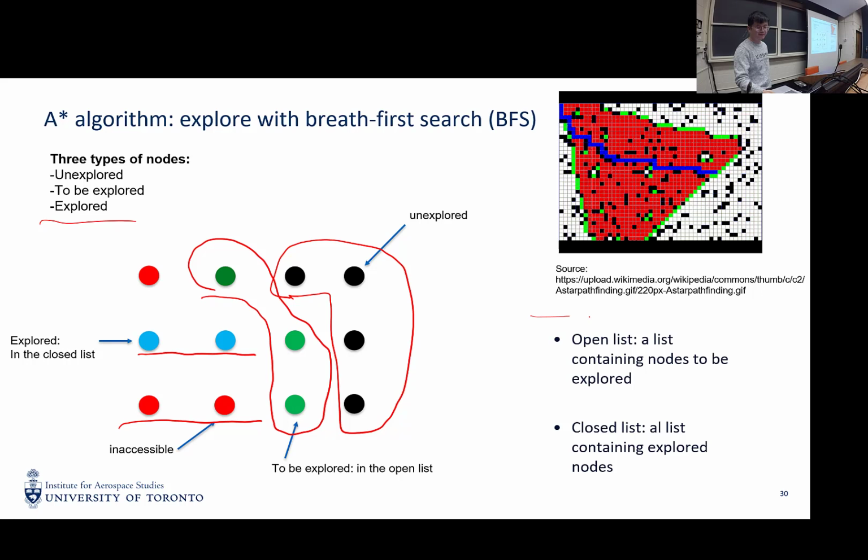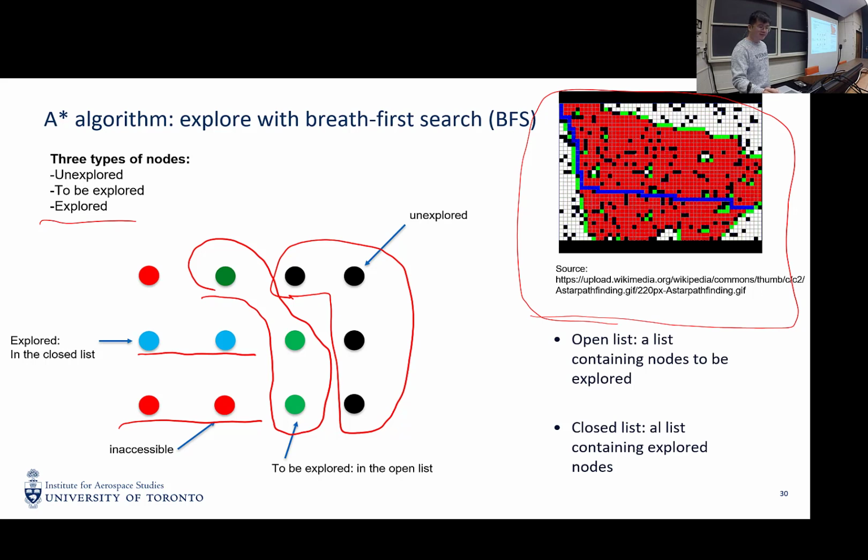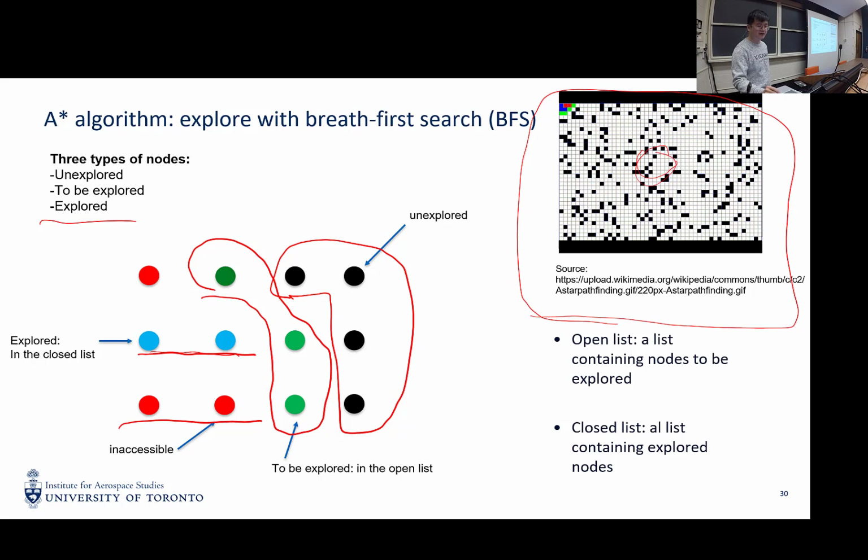From this dynamical figure here, you can see that the red node here is actually our blue node. So inside this red area are nodes that have been explored. The green ones on the border are the nodes to be explored, and all the white nodes have not been explored yet.